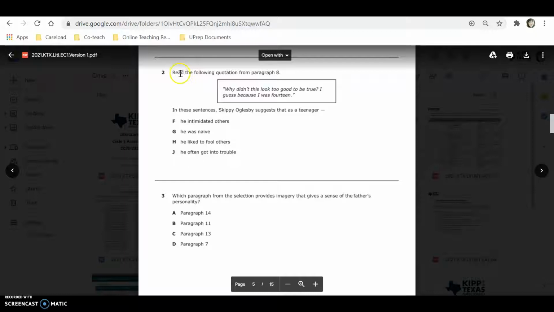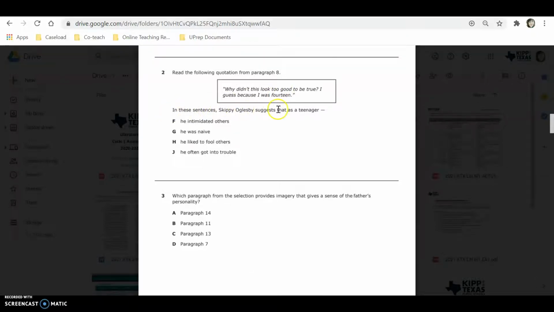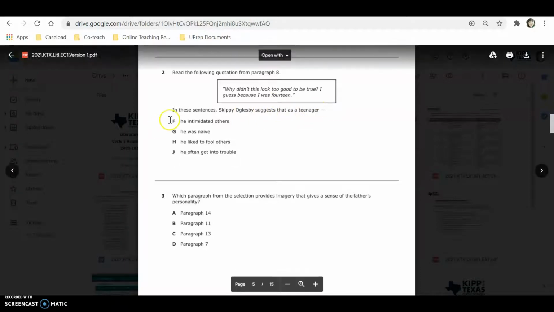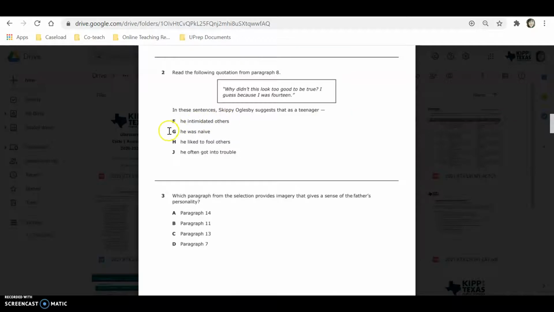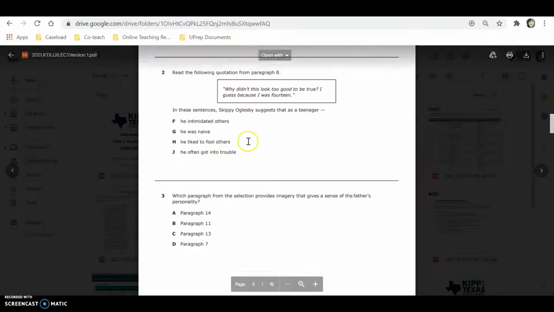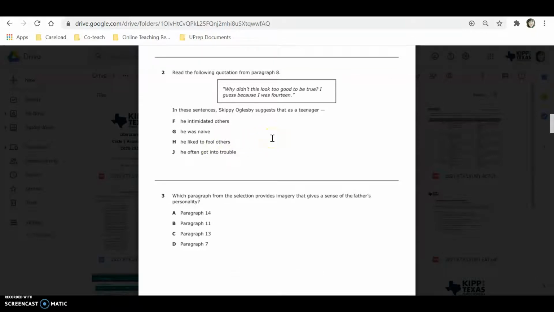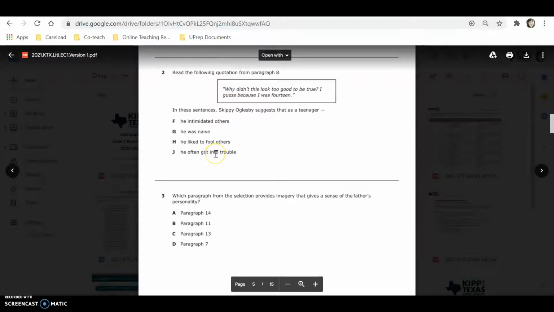Question 2. Read the following quotation from paragraph 8. Why didn't this look too good to be true? I guess because I was 14. In these sentences, Skippy Oglesby suggests that as a teenager, F, he intimidated others, G, he was naive, H, he liked to fool others, J, he often got into trouble. If you're struggling with any of the words in this question, please look them up on Learner's Dictionary. Pause this video, answer question 2, and come back.